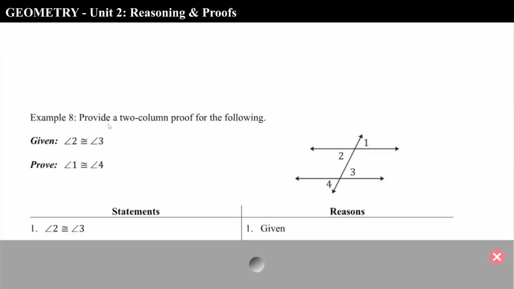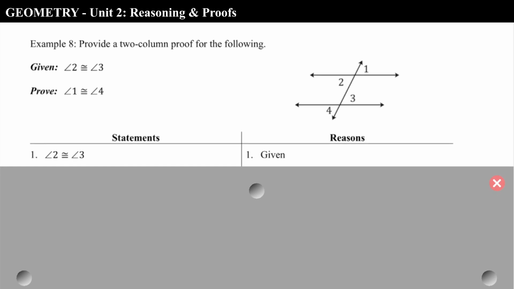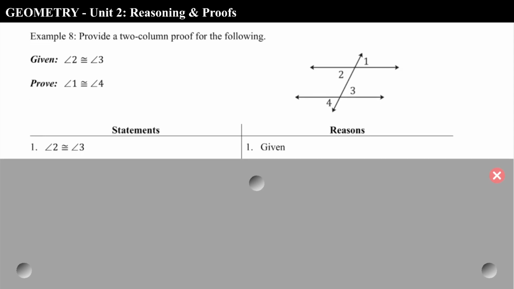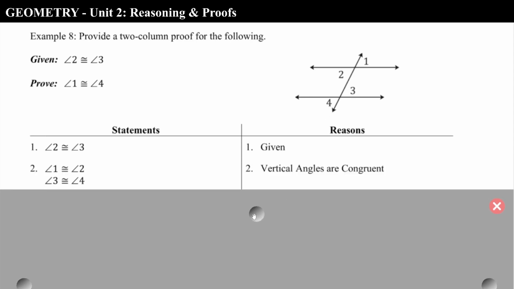All right, moving along to example 8. This one, you're going to see a lot of similarities to what we did in the previous one. So we have angle 2 is congruent to angle 3, so we are told that these two are congruent. We're going to show that 1 and 4 are also congruent. And once again, we have vertical angles here. So I'm going to make that observation. Angle 1 is congruent to angle 2, angle 3 is congruent to angle 4, because vertical angles are congruent.